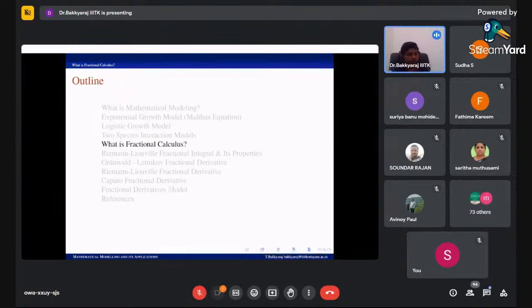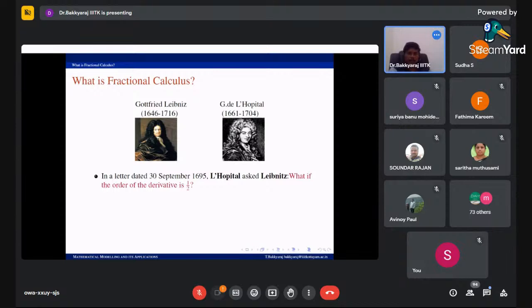Now I would like to introduce the domain of fractional calculus. Whatever we discussed so far are all integer order derivatives. The order of the derivative is an integer: first order, second order, and so on. Now we are going to talk about the generalization of these classical derivatives, that means non-integer order derivatives. How do we generalize? I hope some of you are already familiar with fractional calculus; this is just for information if you are new to it.